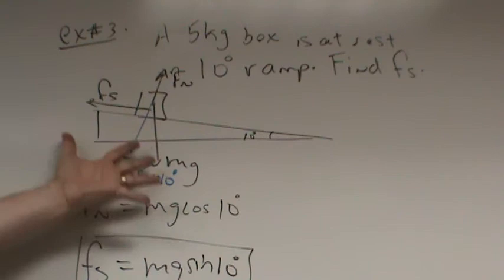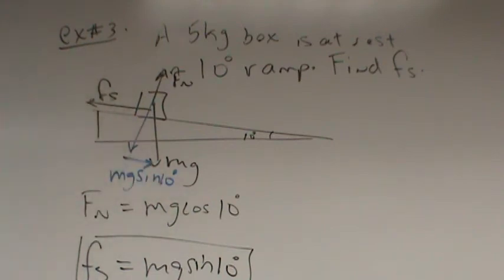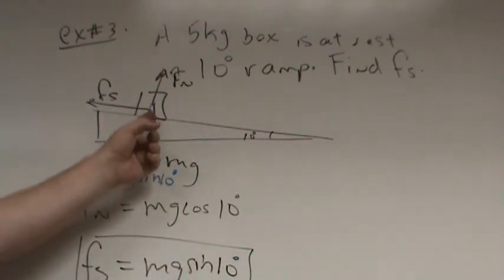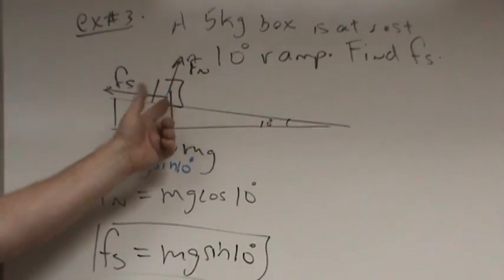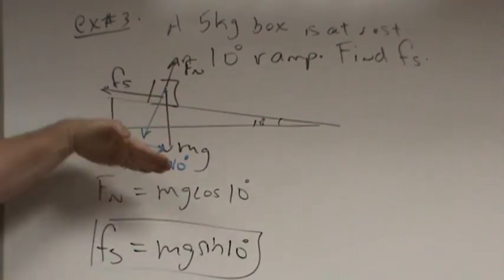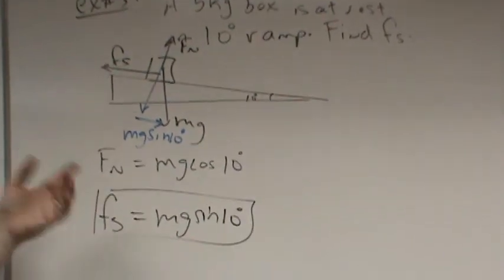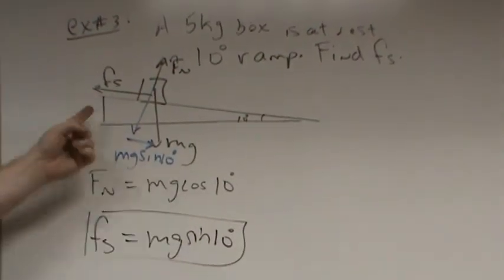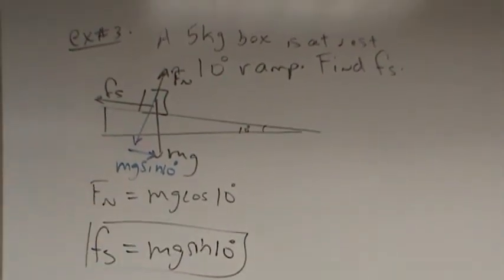How do I know? Because I'm looking at it. The mg sine 10 and the f sub s are in equilibrium. Those two forces are equal and opposite. Is that the maximum static friction force possible here? No, it could have a lot more friction. For all I know, you can lift it to a 40-degree angle. But right here at a 10-degree angle, your static friction force is equal to that.